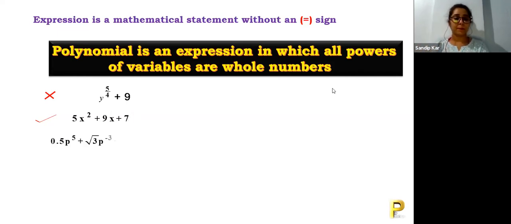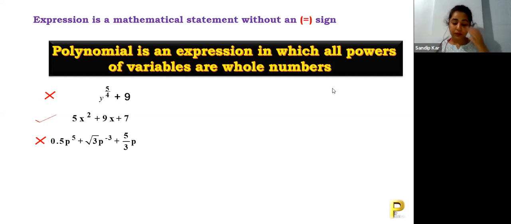Okay, now the next example is 0.5 p by p raised to 5 plus root 3 p raised to minus 3 plus 5 by 3 p. It looks very complicated. Don't look out for the constants, just look out for the variables. So in the first term, p to the power 5. 5 is a whole number, correct?